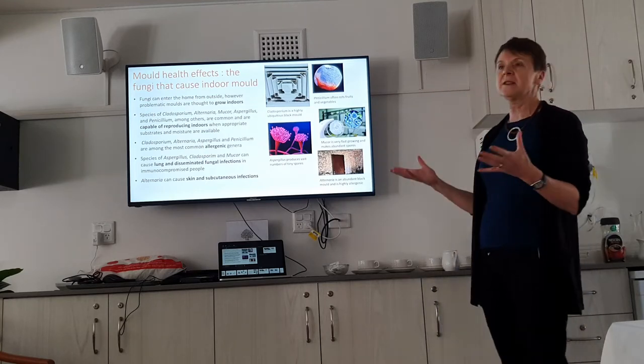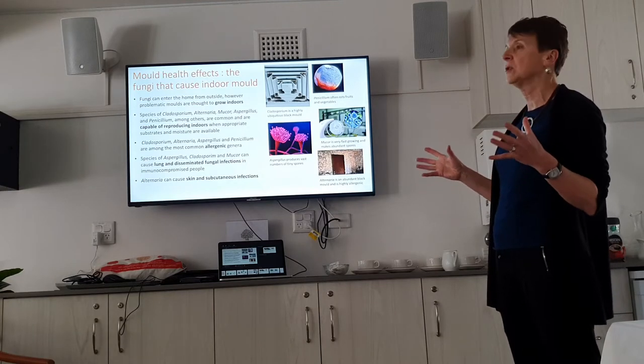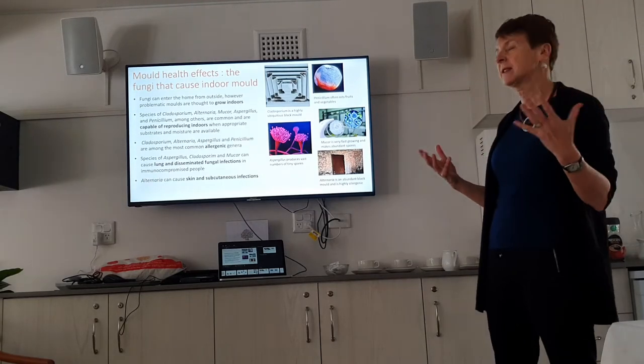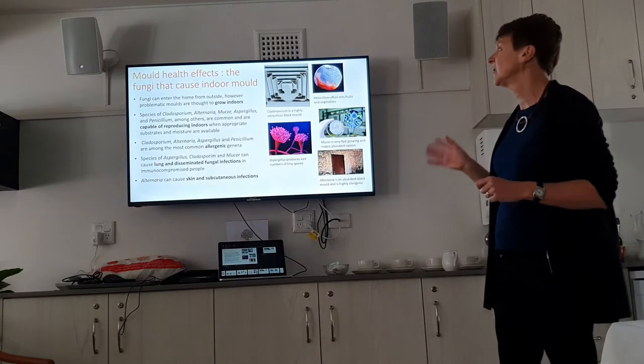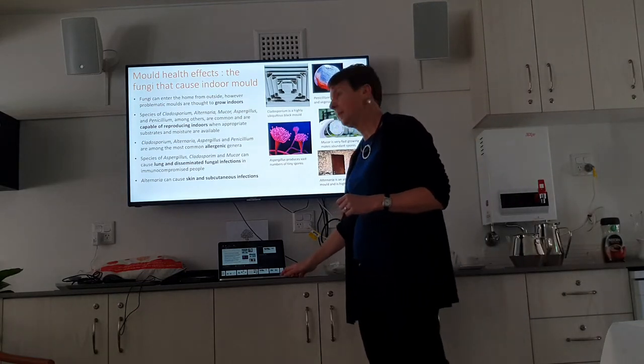So I think this is important to bear in mind, is that these fungi, if they're in our homes, they can cause us symptoms of sneezing, wheezing, unpleasant symptoms, but some can also cause more serious issues if we are immunosuppressed. So really, you don't want them in your home.